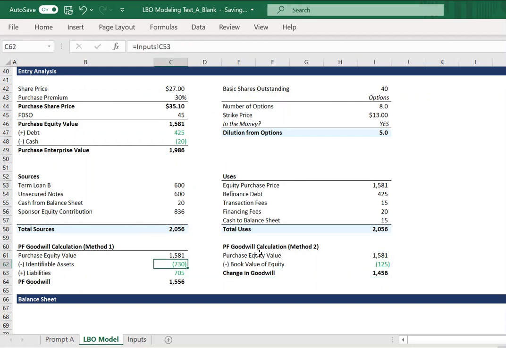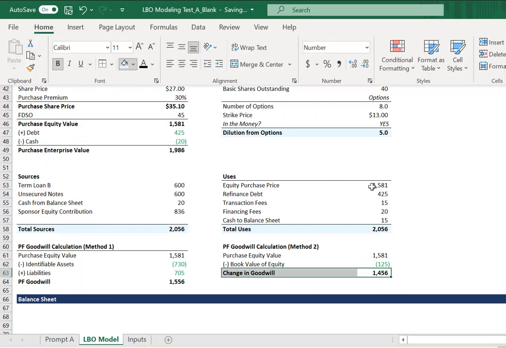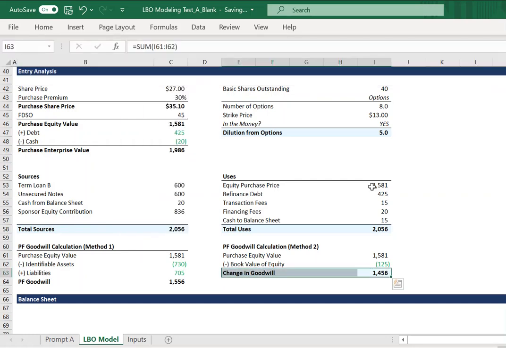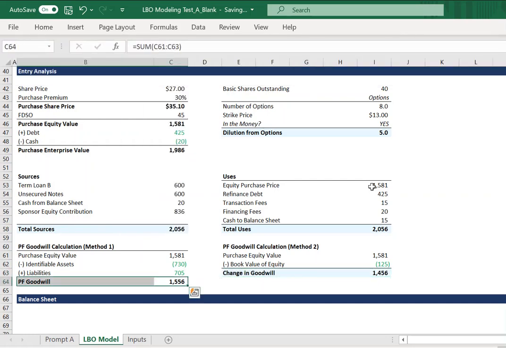So 2 methods. You can take your purchase equity value, subtract your identifiable assets, add your liabilities, and that'll get you pro forma goodwill. Or you can take your purchase equity value, subtract the book value of your equity, and that will get you your change in goodwill. You're free to use only one of these 2 methods. You obviously don't have to do it twice. Just for demonstration, showing it twice.